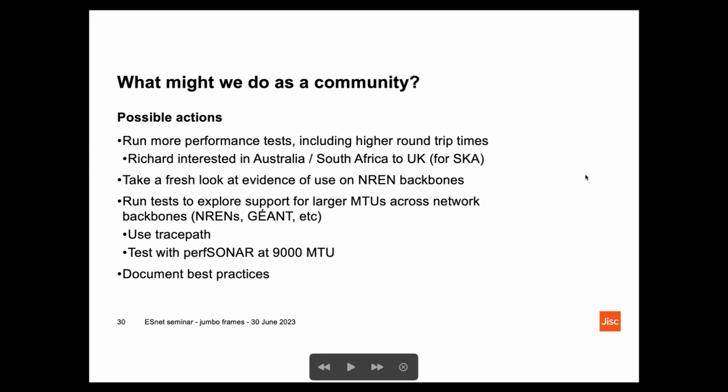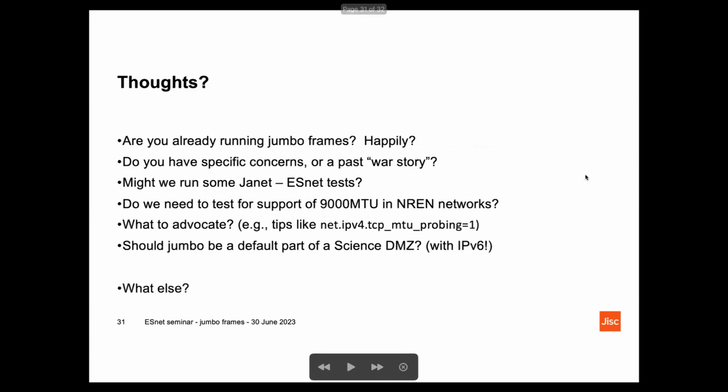Maybe we could use tracepath for that. Maybe we can do some things with Perf and establish where it should be working, or any networks where it won't work, and then have some conversations there. And I think a nice thing to do would be to document best practices for getting jumbo frames more widely deployed. It could be something that can be added to the FasterData site, for example. I know there's already some things there, but something that we can distribute and point people at.